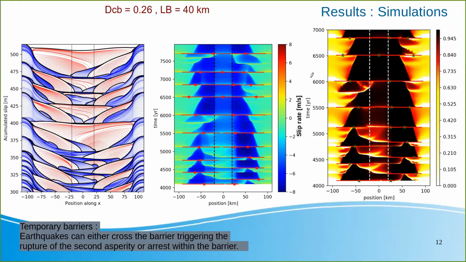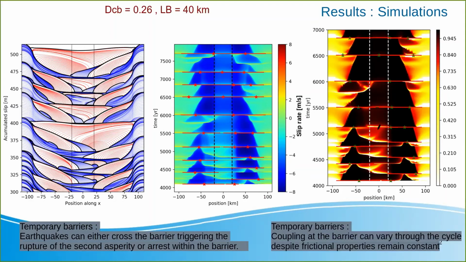When we look at the locking state, you see the same, right? We have a more creeping state at the beginning of the cycle, and then we have locked. Despite, and this is very important, despite frictional properties remaining constant over time. You also see how this event here triggers this afterslip, which later can trigger another slow slip event in the barrier or in the asperity, changing the slip rate within the barrier and within the asperity. So in temporary barriers, the coupling can vary through the cycle despite frictional properties remaining constant, as I said.